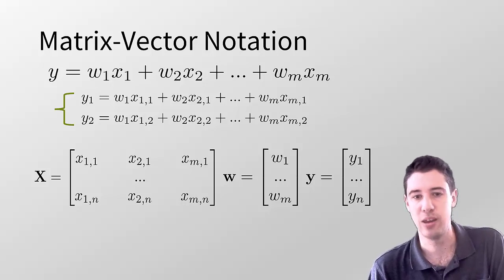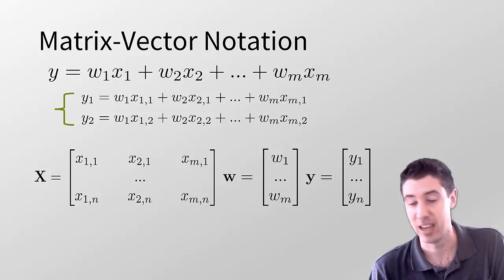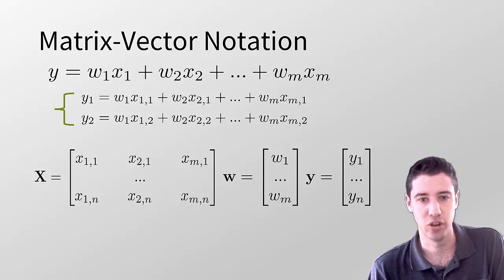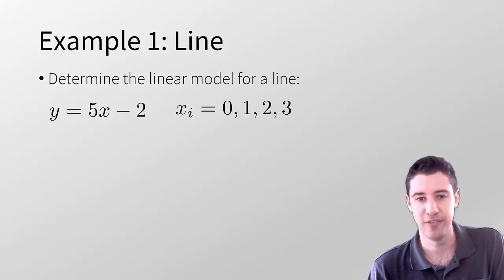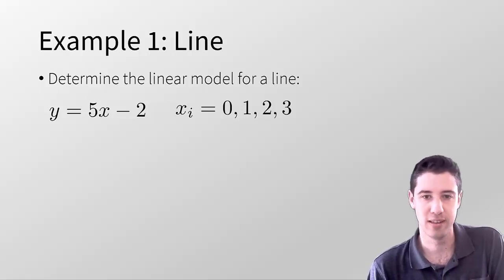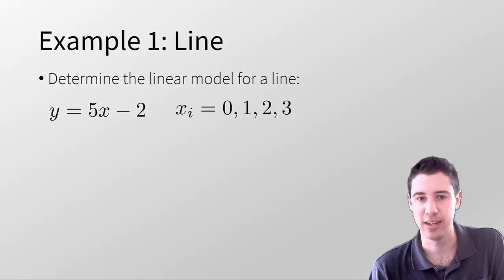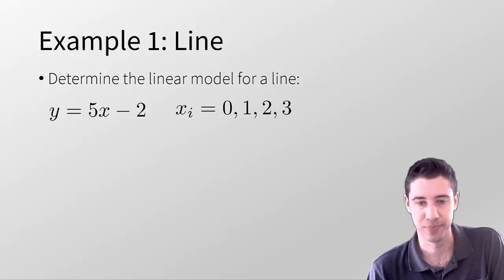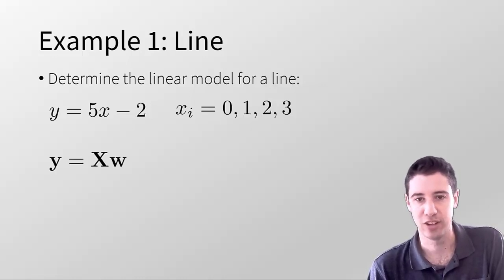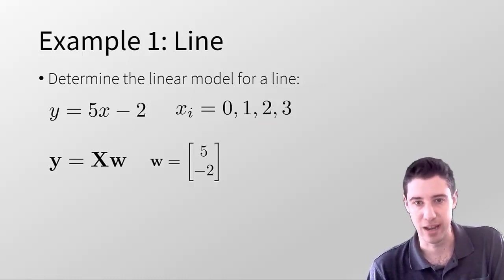To understand how we can use this to model a linear function and calculate outputs, let's look at a few examples. The first example is to develop the linear model for a line in slope-intercept form. The function is y equals 5x plus 2, and once we have the linear model, we want to use it to calculate the output for 4 different inputs. The 4 inputs are when x equals 0, 1, 2, and 3. First, we will write the matrix vector notation to remind ourselves of the format. Next, we will construct the weights vector.